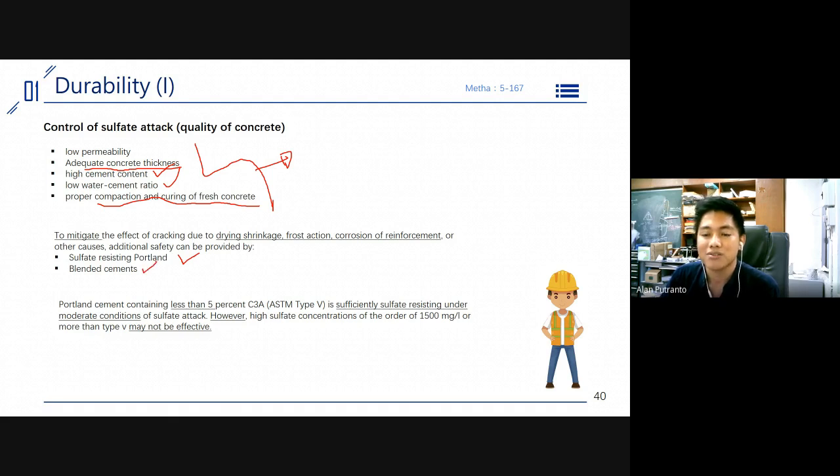Okay, so for the Portland cement containing less than 5%, this is typically cement type 5. It is sufficient for resisting under moderate condition. This should be highlighted. This is a moderate condition. However, for high sulfate concentration, this cannot be applied. This should be known by every student maybe. High sulfate concentration, we cannot control the sulfate attack, but yeah, we can just minimize it, I think.